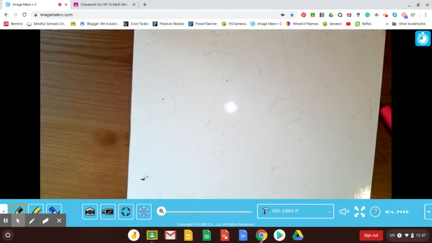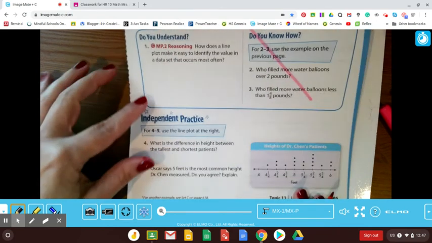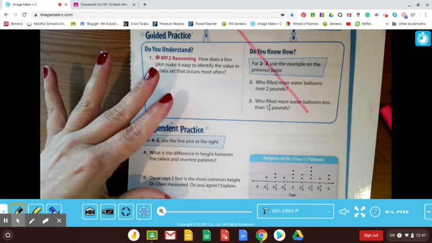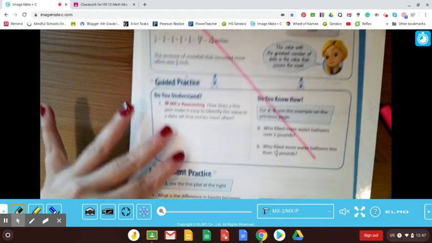All right, I would like you now to move on to page 605. We're only going to do the independent practice part. It's at the very bottom of the page. So you can see I crossed off the top of this page.